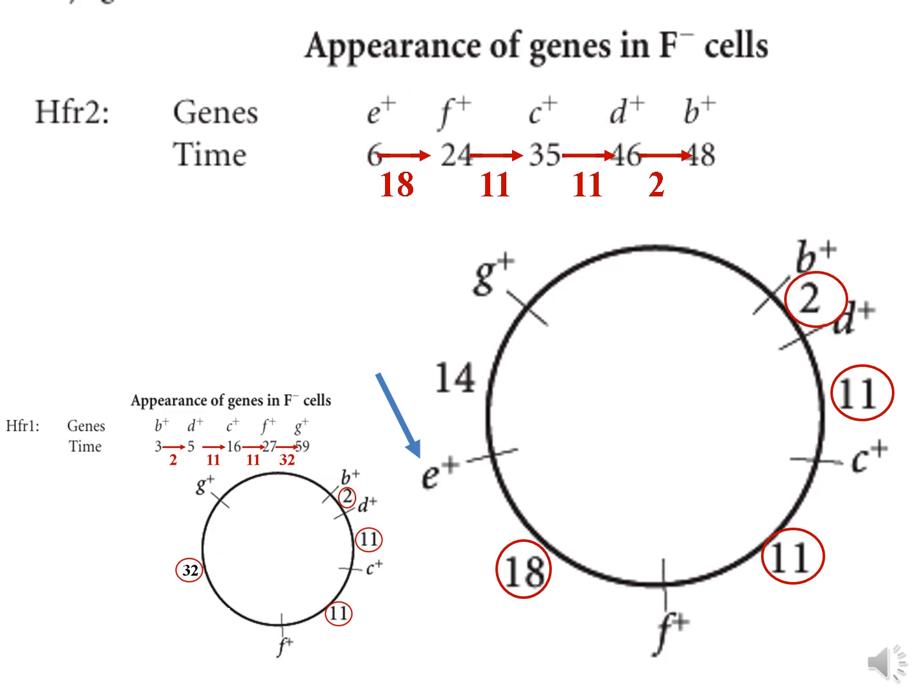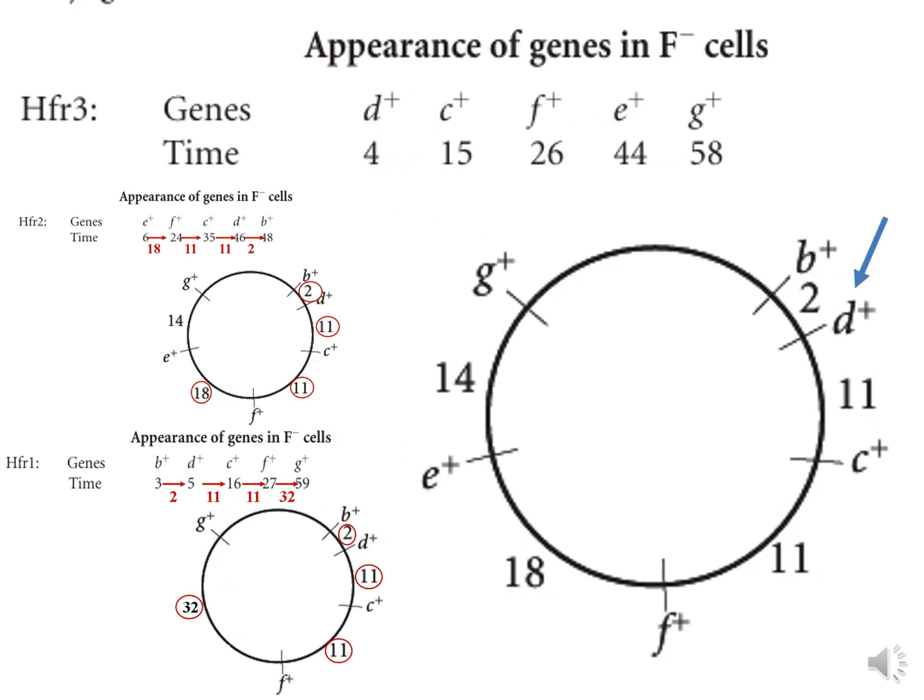Now it's time to look at the third one. And the third one is HFR3. The genes are given in the direction D, C, F, E, G. Fine? D, C, F, E, G. So this sequence is similar to the sequence for HFR1.